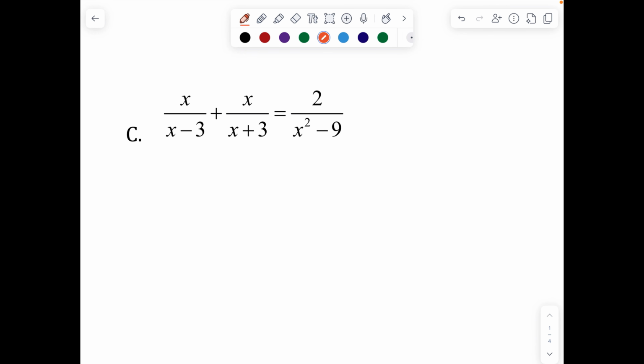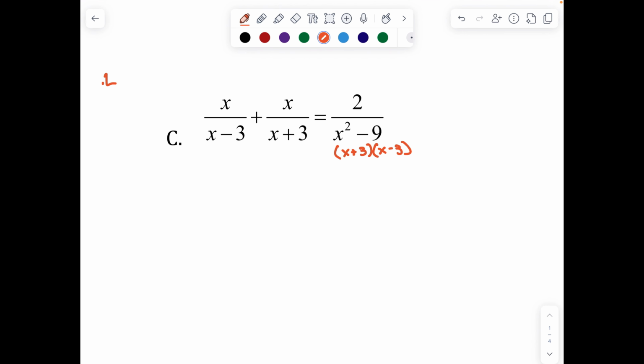Looking at C, we have x over x minus 3 plus x over x plus 3 is equal to 2 over x squared minus 9. So I do see that x squared minus 9 can be factored. So I'm just going to factor it as x plus 3 times x minus 3. So our LCD is just going to be x plus 3 times x minus 3.